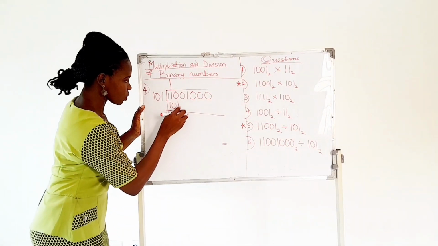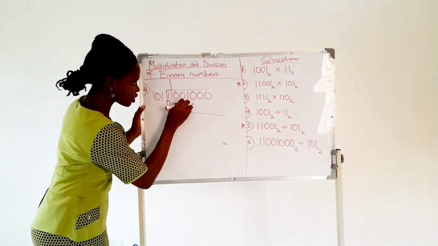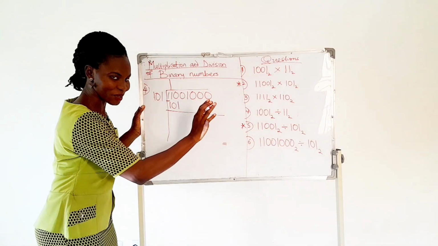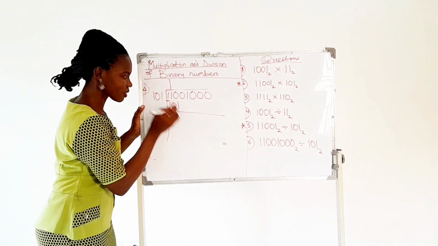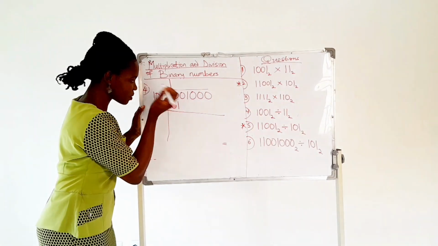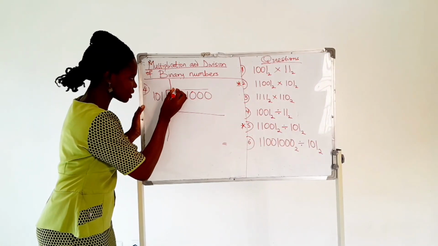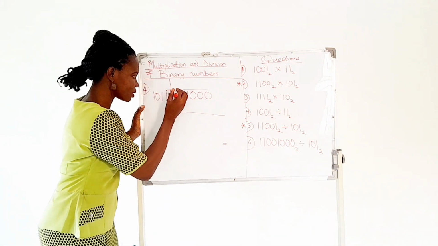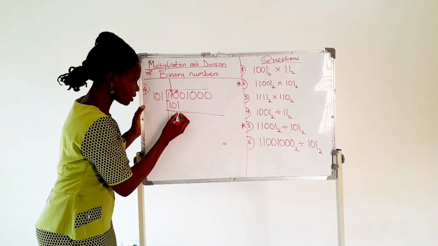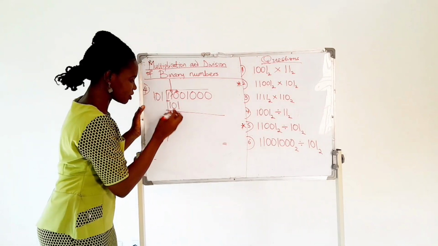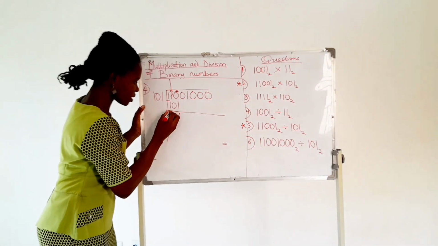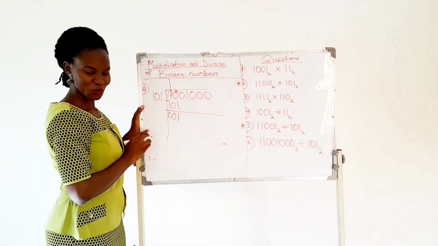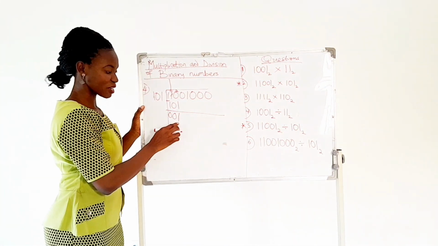So 0 minus 1. Remember, we're dealing with the first 3 digits. These ones, we don't need them for now. So 0 minus 1, can it go? No, we borrow 1. This will reduce to 0 and give it to this. Remember, since it's in binary, whatever you borrow is 2. So this will be 2. 2 minus 1 is 1. 0 minus 0, 0. 1 minus 1, 0. Do you understand up to this? Okay, so our remainder is 1.